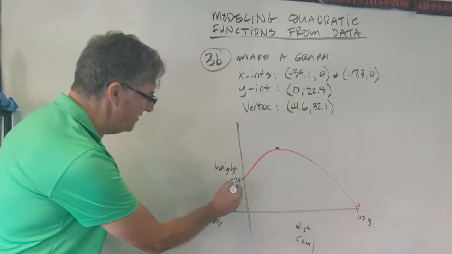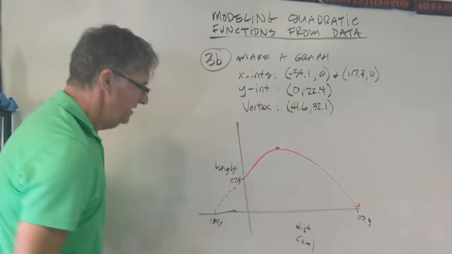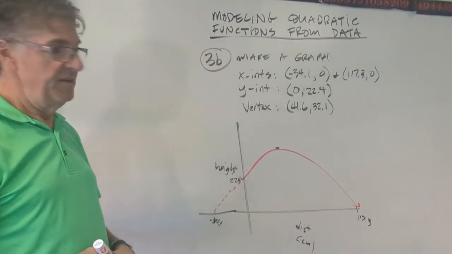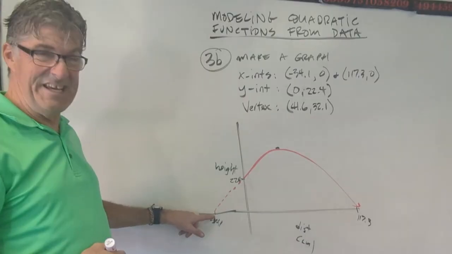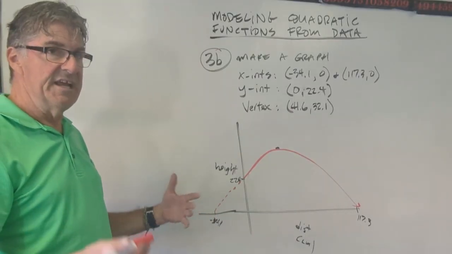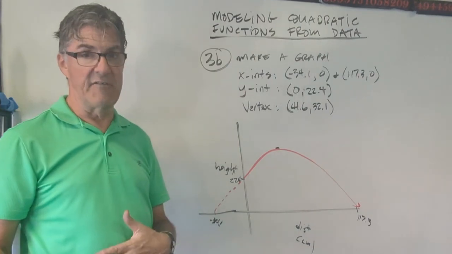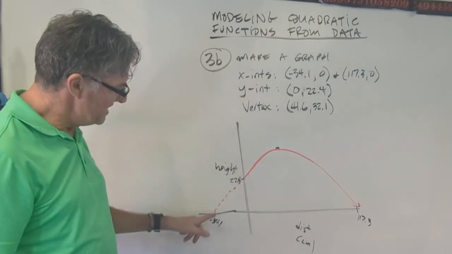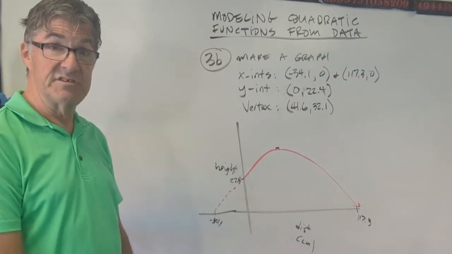And then let's talk about this. I'm going to dash it in because there's no negative. So even though this is mathematically the intercept for the function, it doesn't have a basis in the reality of our experiment. So we really don't need it. So I put it in as a dash.